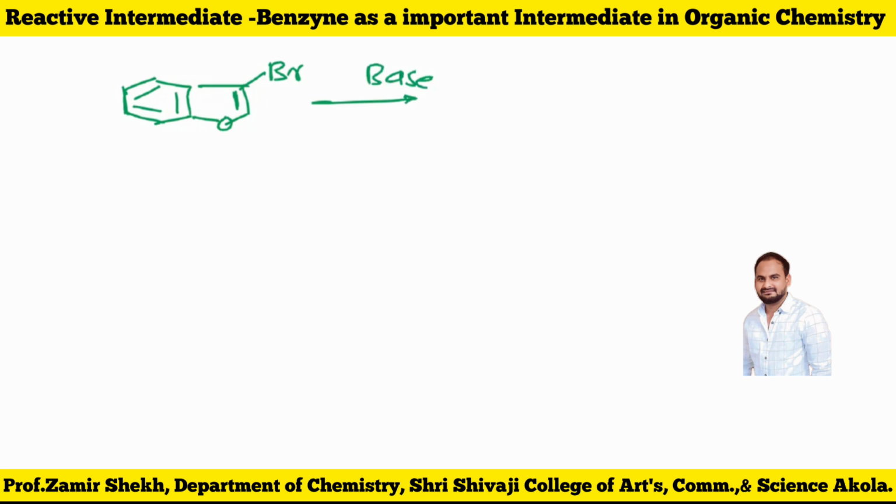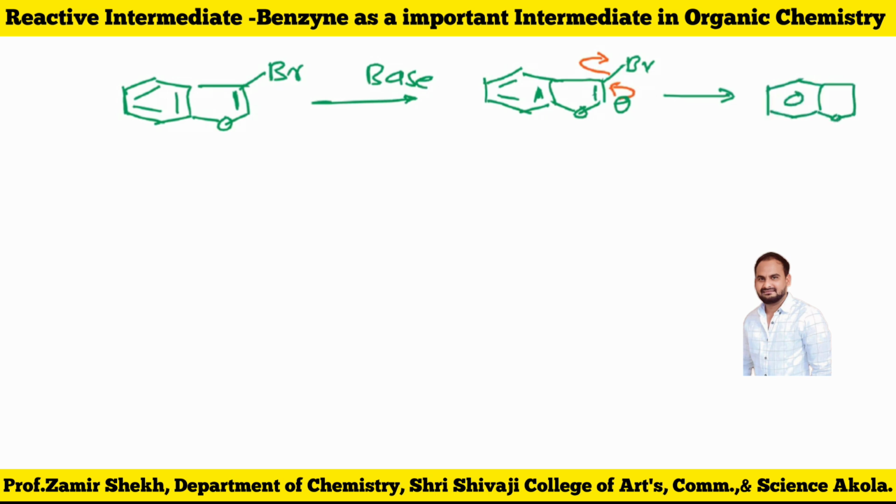So what happened with this one now? The base will take the proton and undergo 1,2 elimination. Look at this one, and that negative charge is going to displace the Br, and finally that will lead to this compound. Okay. So this is my what? Benzofuranyne. This is my heterocyclic aryne from benzofuran now.